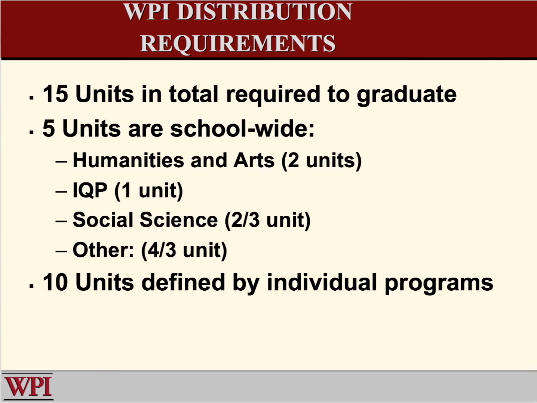So first we have the general WPI distribution requirements. You have 15 units in total required to graduate. 5 units are school-wide: 2 units of arts and humanities, 1 unit for your IQP, 2/3 unit for social science, and 4/3 unit other. Then you have 10 units defined by your individual programs, by your major.